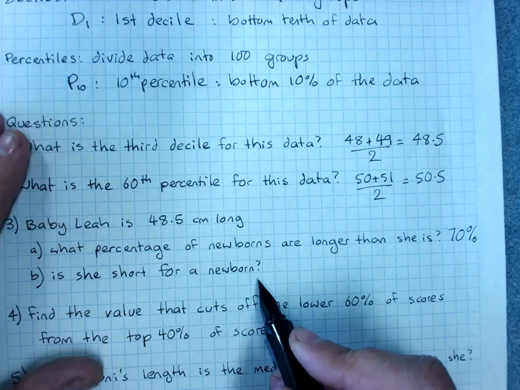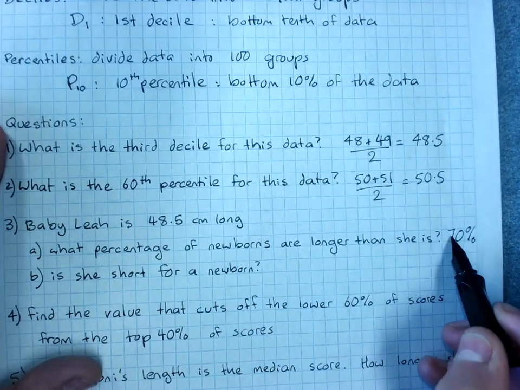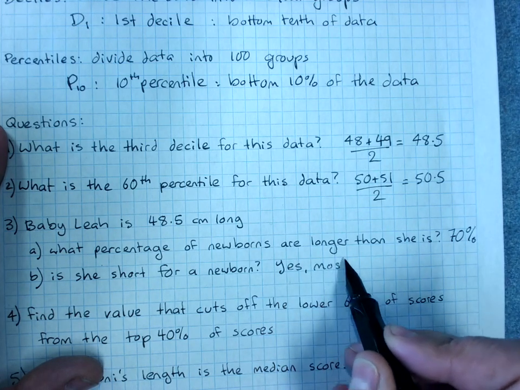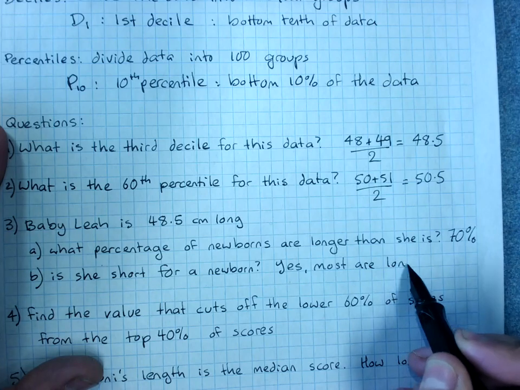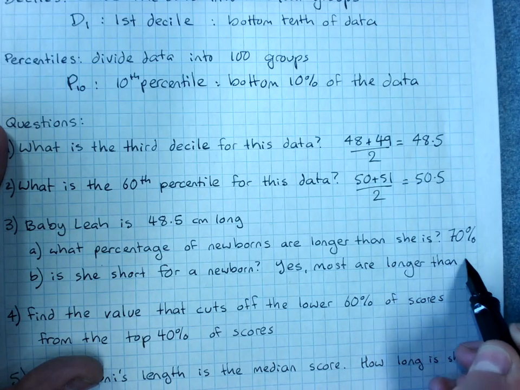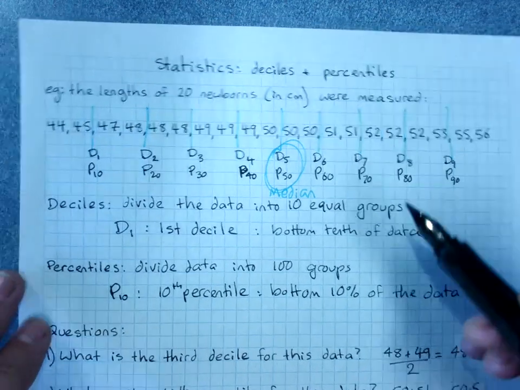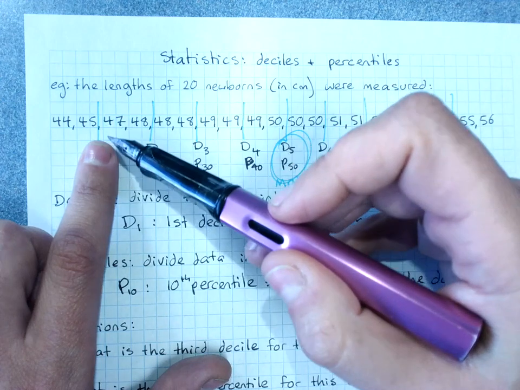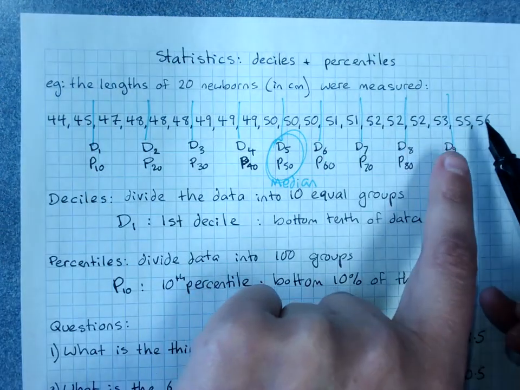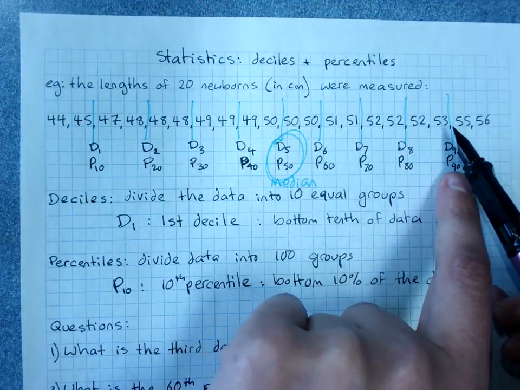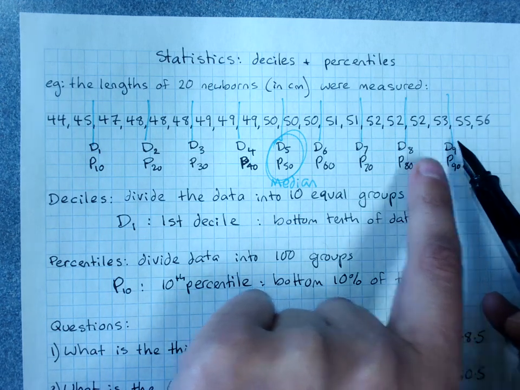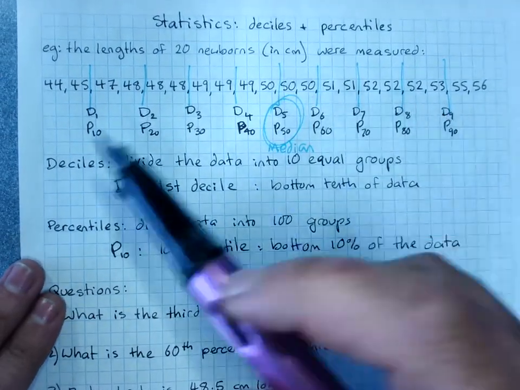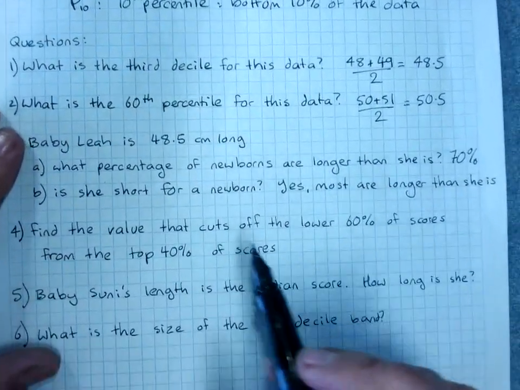Is she short for a newborn? I reckon if 70% of newborns are longer than she is, we could say yes, most are longer than she is. If she was in the 10th percentile, we could say she's very short for a newborn. If she was in the 90th percentile, that would say that she's longer than 90% of children, of newborns. So it lets us compare based on percentages.